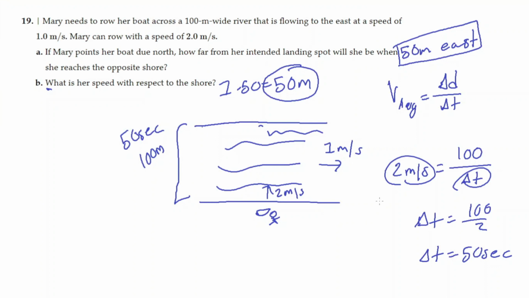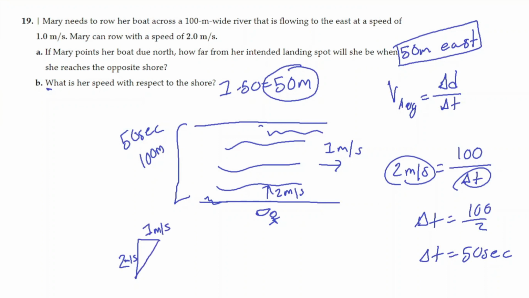So this is going to be the shore. So we know that she's going to be traveling north at 2 meters per second. And then the river is going to be sending her 1 meter per second to the right.